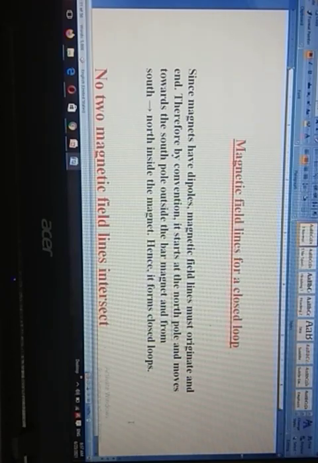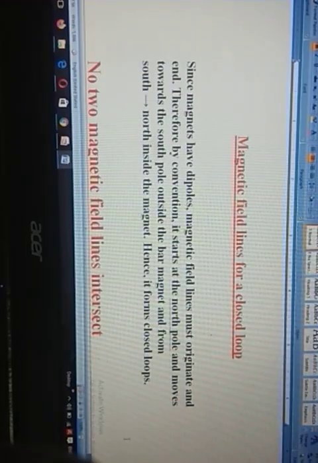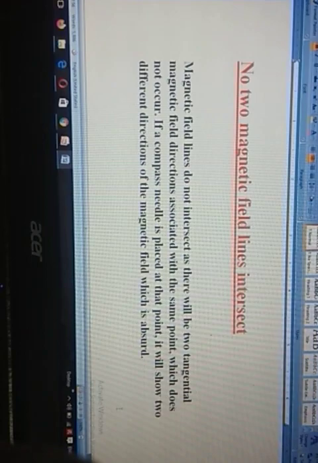No two magnetic field lines intersect each other. We know about whether magnetic field lines intersect or not. Magnetic field lines do not intersect because there would be two tangential magnetic field directions at the same point, which does not occur. If a compass needle is placed at that point, it would show two different directions of the magnetic field, which is absurd.